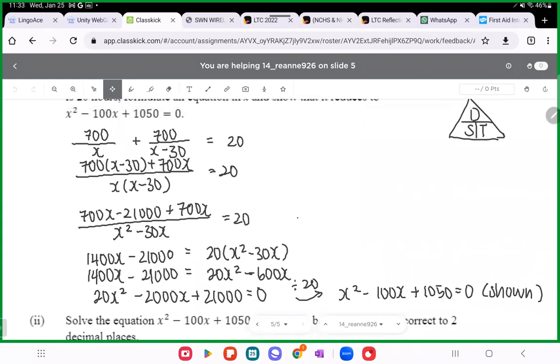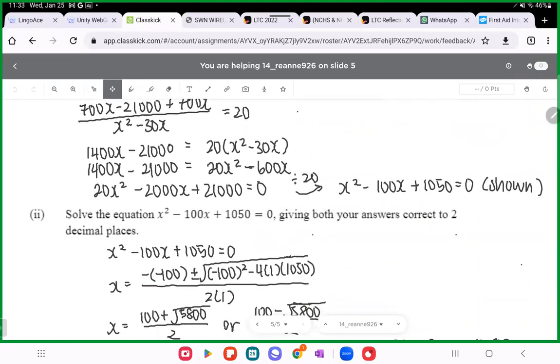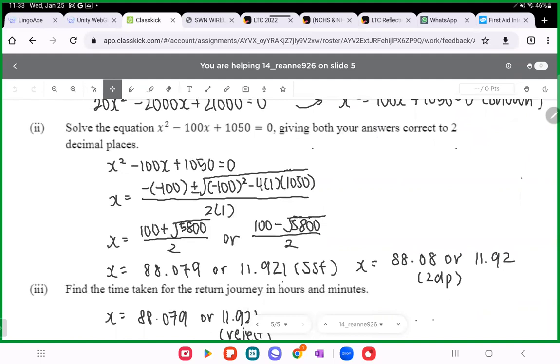Okay, this one, 2 decimal places. It should be 11.92 or 88.08. They only ask you to solve. No need to reject. So maybe you want to write down these 2 answers here first so that you don't forget.